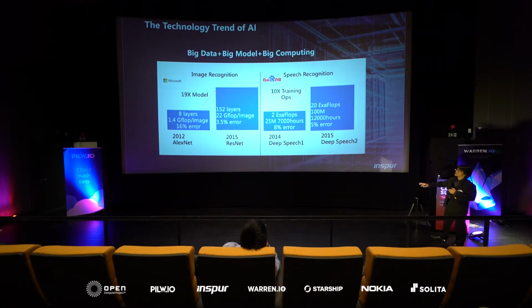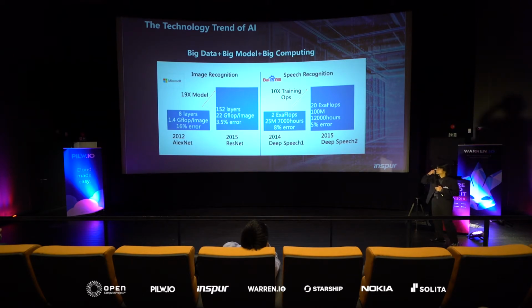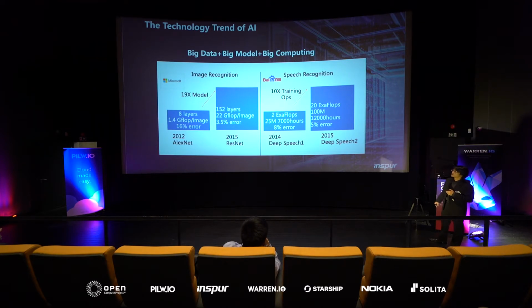And this data is not the latest one, it just lets you know the Microsoft progress. AlexNet is only 8 layers, and after 3 years it becomes 152 layers. It's a 90 times increase. And Baidu applications, they recognize, and it also increased 10 times in 3 years. I think it's more currently.